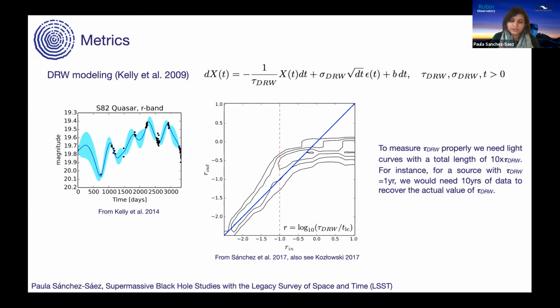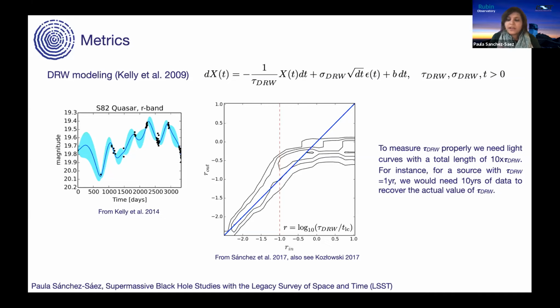For instance, in a study that we performed in 2017 and also Kozlowski in the same year, we found that when you have short light curves, with lengths 10 times smaller than the tau that you want to measure, you cannot retrieve the actual value of the tau. So here we simulate light curves with a given tau time scale and a given length. And we found that whenever the light curves are too short, you are not able to find the proper tau values. So with this, we demonstrate that we need at least 10 times the time scale of the variability to be able to measure it properly.